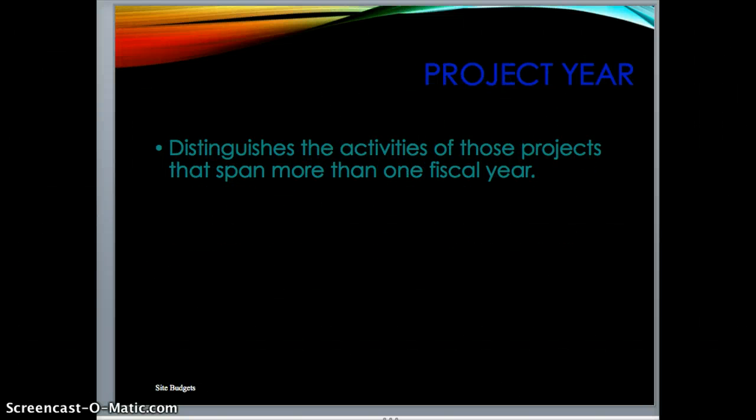Project year, this is I consider a minor field, and you usually only use it for federal programs because the federal fiscal year is a little bit different than the California and your normal school year. School districts operate from July 1 to June 30. The federal government usually operates from October 1 to September 30. So in that overlap, sometimes you have 2 project years of federal funding going at the same time, so you may want to separate those revenues and expenses so you can track and look at those separately.